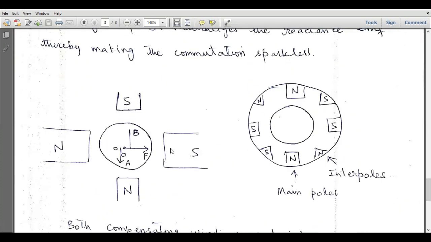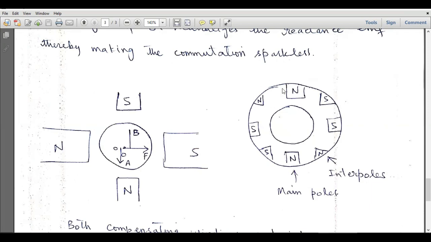So here you can see these are the main poles. So this is the north pole and this is the south pole, and these are the main poles. These are the interpoles, and these interpoles are designed in between the two main poles. So this is one main pole, this is other main pole. So in between them, we will have the interpole, and the polarity of this interpole will be same as the next pole ahead. So if this armature is rotating in the clockwise direction, the next pole ahead is south pole, so that should be south pole. Similarly, the next pole ahead over here will be north pole, so that interpole should be north pole.